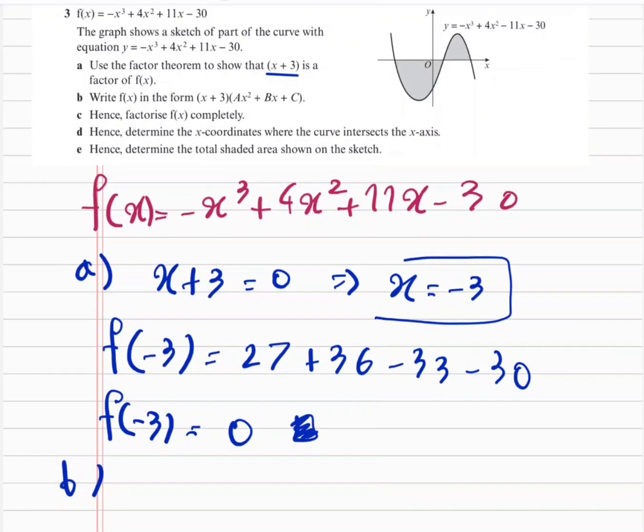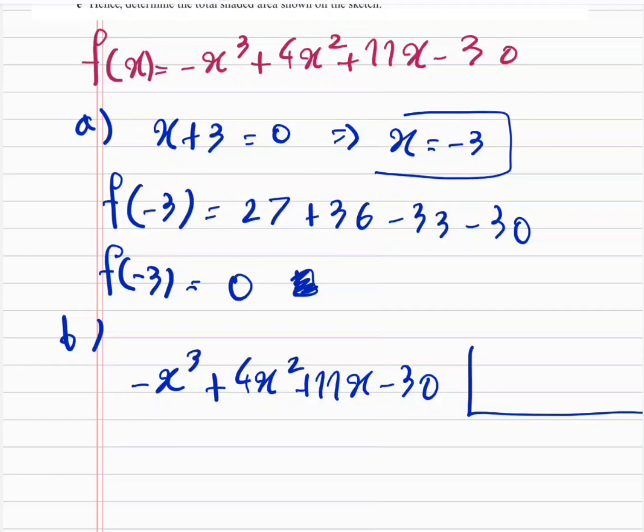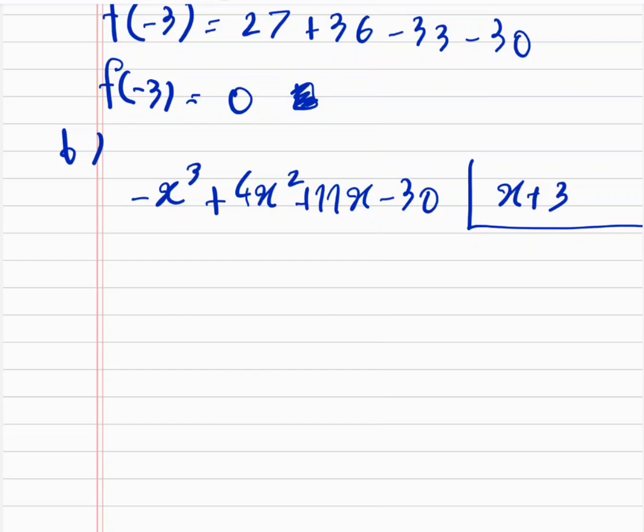Okay, now in part B, we want to write f of x in the form x plus 3 times a quadratic. As you have probably seen in chapter 7, this just means that we use long division to find this quadratic. So we essentially want to divide the cubic that we are given, which is minus x cubed plus 4x squared plus 11x minus 30, by the factor, which is x plus 3. So we divide that by x plus 3. And at this point, it's just a long division.